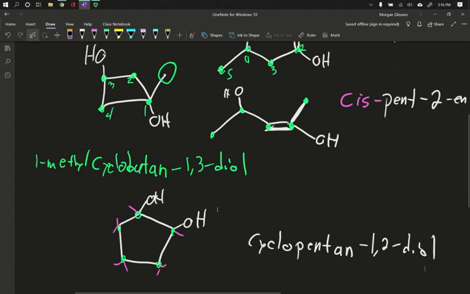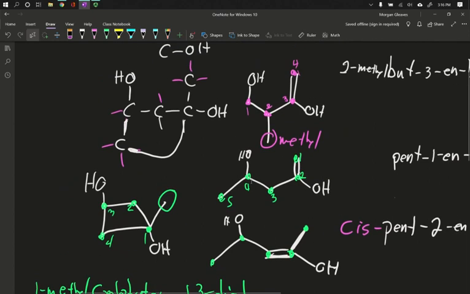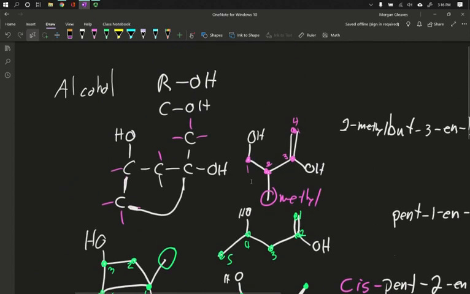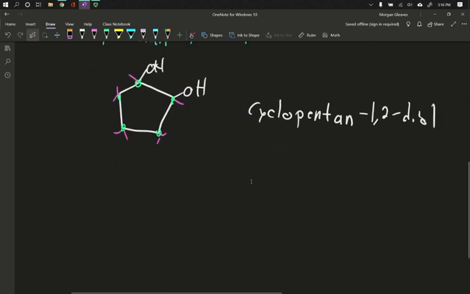You can move the OHs around and have a 1,3. There's a lot of possibilities for how to put this together. This isn't all of them. This is just the ones that have 2 alcohols. You could also have an ethoxy or a methoxy with 1 alcohol.